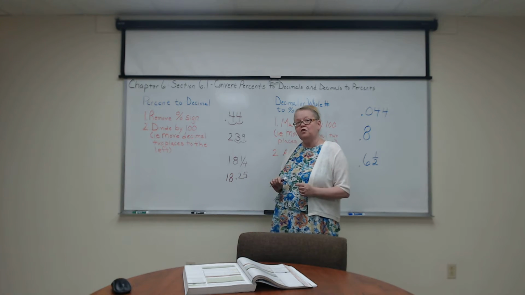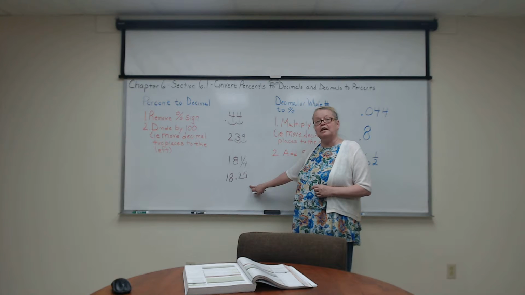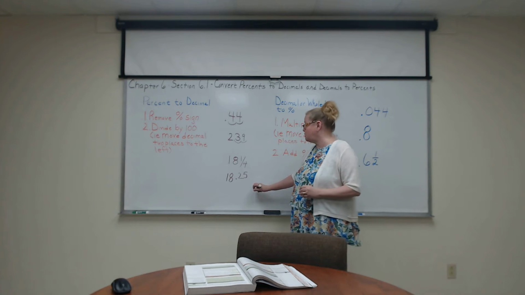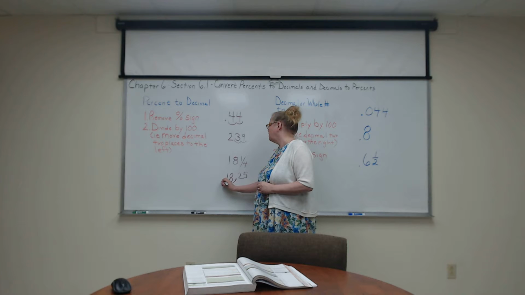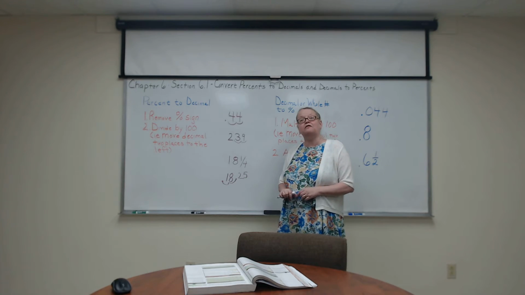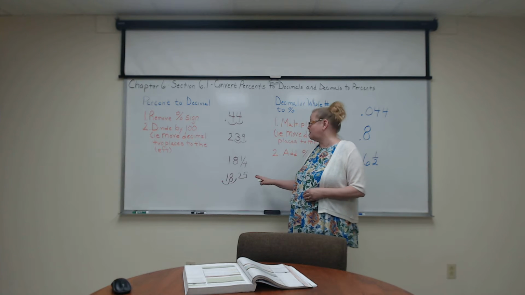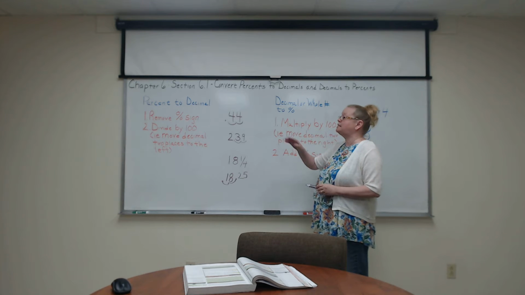So we have not moved the decimal point 2 places yet. All we did was convert that 1/4 to 25 hundredths. Now, once we've done that, we move the decimal point our 2 places. So then our answer is actually 1,825 10,000ths. That's our answer. So that's how we do percent to decimal.